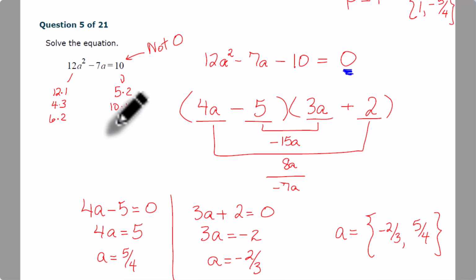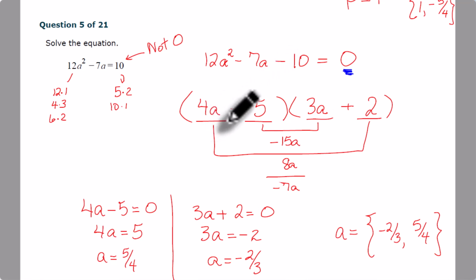So let's see, I picked the 4a and the 3a. Yep, that is the 12a squared. Minus 5 times 2, that is the minus 10. Let's see if I get this middle term. Well, minus 5 times 3a is a minus 15a. I get an 8a. All right, and if I add that up, yes, I do get the middle piece.